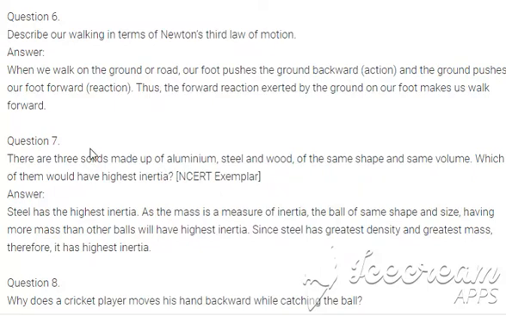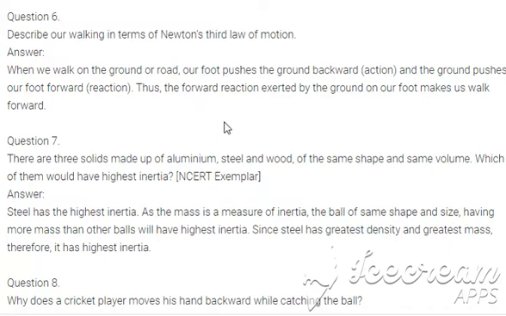Now this is a very informative question. There are three solids made of aluminium, steel and wood of the same shape and same volume. Point to be noted, same shape and same volume. Which of them would have the highest inertia? Now how is inertia measured? Inertia is measured by the mass. Out of these three, steel, aluminium and wood, which of them has the highest inertia? The answer to this would be steel.